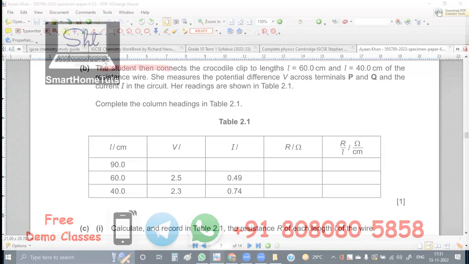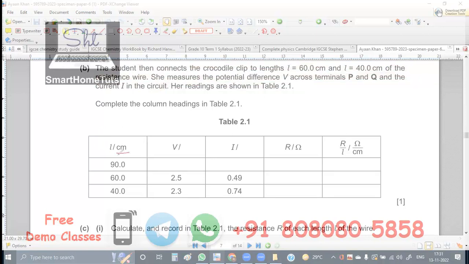The student then connects the crocodile clips to the length L is equal to 60 centimeter, 40 centimeter of the resistance wire. It means this is the length through which the current will pass. She measures the potential difference V across the terminals P and Q and the current I in the circuit. The readings are shown in the table. Okay, the table is there. We have to fill up a few things in the table.